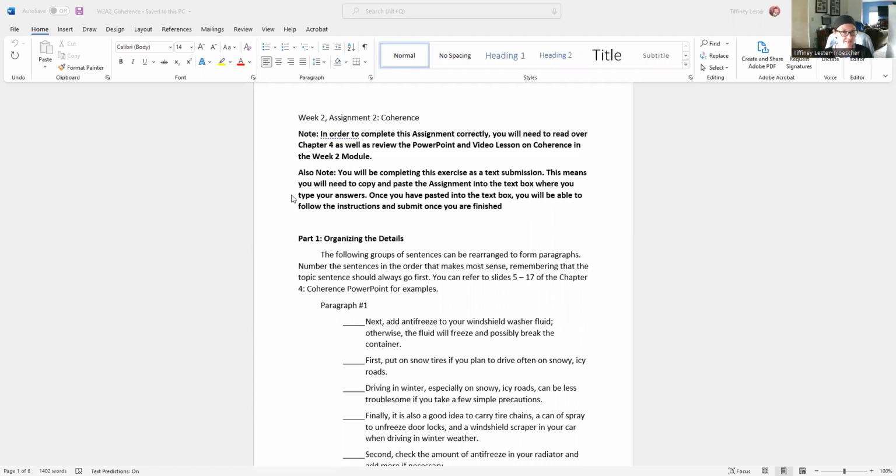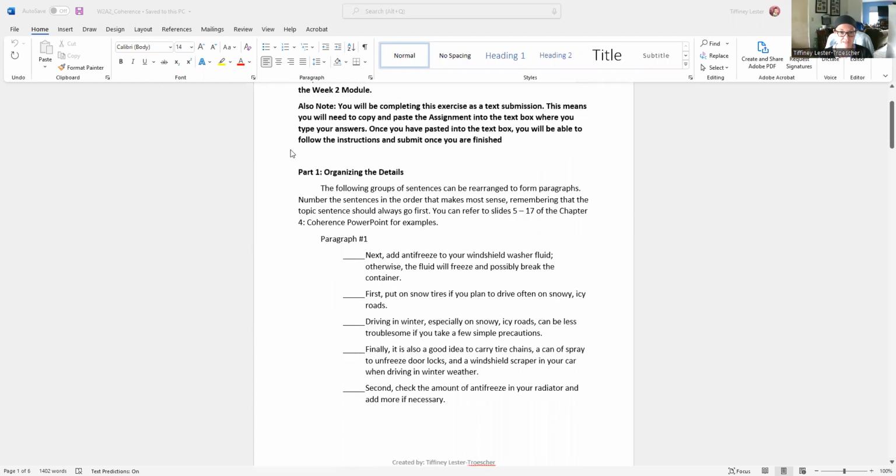And you're going to do this the same way as a text submission, not a file. You're not uploading a file. So you're going to need to copy and paste the entire assignment from part 1 down into the text box, and then go in and mark your answers.